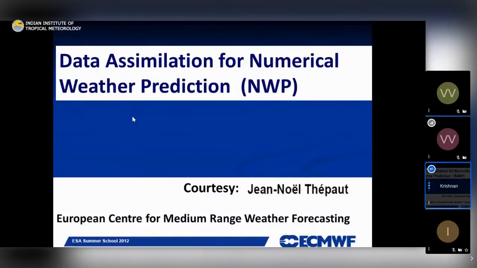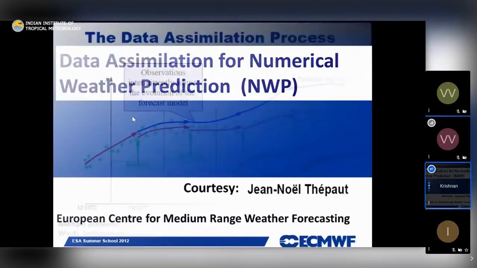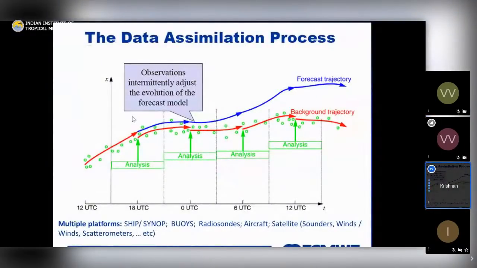And these are some slides I've taken from the European Centre, who have really pioneered this progress in NWP, and there are also successes from India. I'll be showing some of those examples, and also from other weather prediction centers globally. The process of data assimilation is where you combine observations at intermittent times with the forecast of the model, and the observations can come from multiple platforms: ships, synoptic observations, buoys, radiosondes, aircraft, satellite sounders, atmospheric motion vectors, scatterometer winds, and so on. So observations from multiple platforms are combined at various times with what is called the model first guess, and they produce initial conditions which are in balance. These are then used to make subsequent predictions, and this entire cycle goes on.